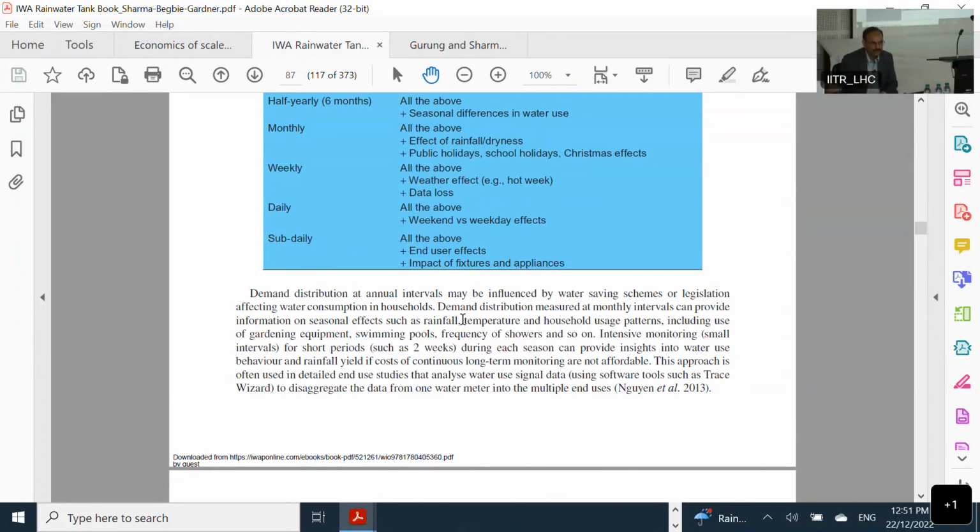One was actual monitoring. The other was comparing the bills in different areas where there are meters and where there are no meters. So you can see different approaches which were used for assessing that policy aspect.